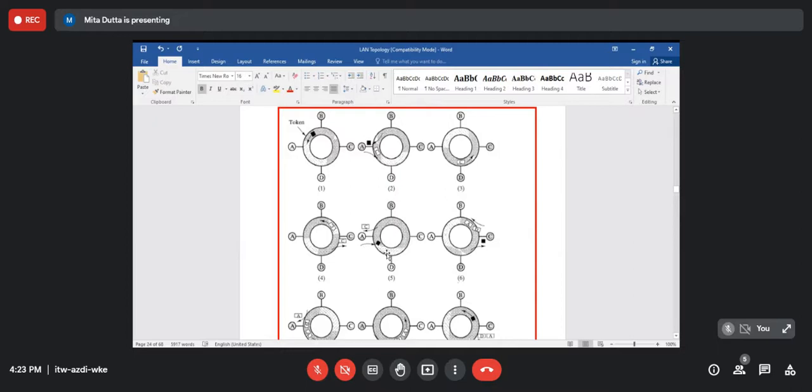Then another station will take the token and transmit its information. So in this way, when the token is seized by any one of the stations connected in a ring, no other station has the capability to transmit information, and also the signal flows in one direction. So there will be no collision in a ring.